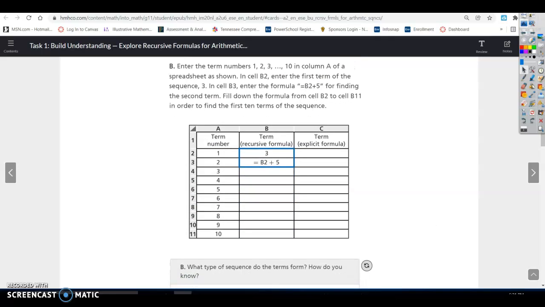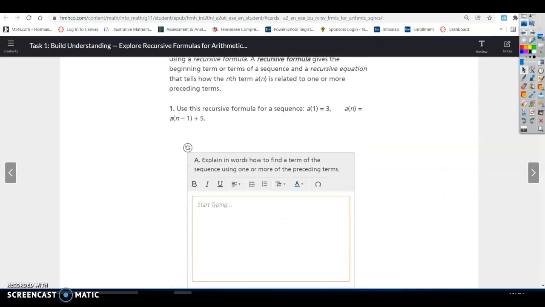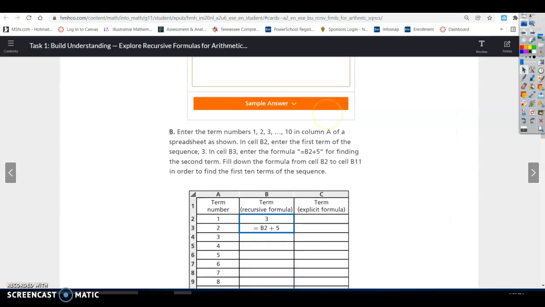It says enter the term numbers 1 through 10 in column A of a spreadsheet as shown. In cell B2, enter the first term of the sequence. So here's B2. B2 is the first term. Remember, the first term was 3, and that was given here as the first term equals 3. So a of 1 equals 3.